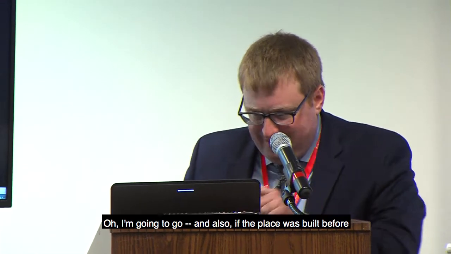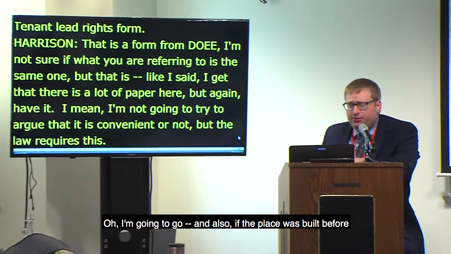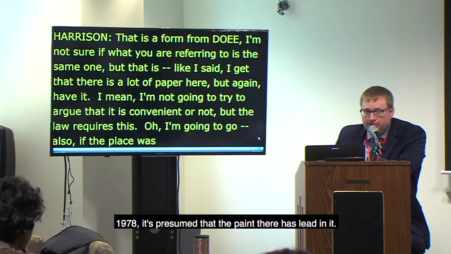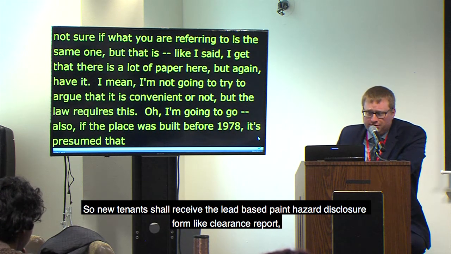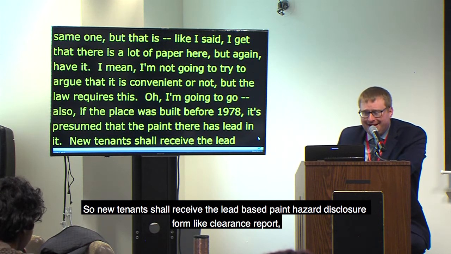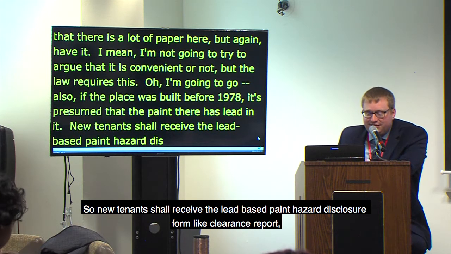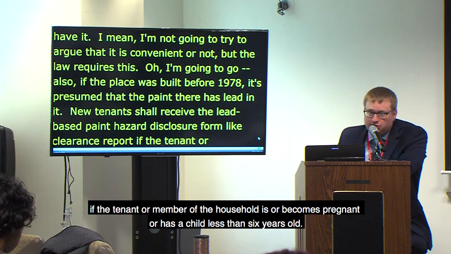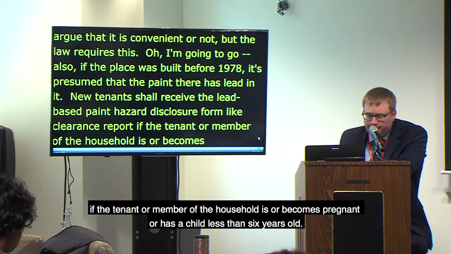Also, if the place was built before 1978, it's presumed that the paint there has lead in it. So new tenants shall receive the lead-based paint hazard disclosure form and the lead clearance report, if the tenant or member of the household is or becomes pregnant or has a child less than 6 years old.